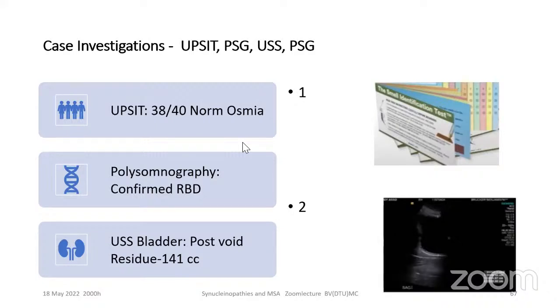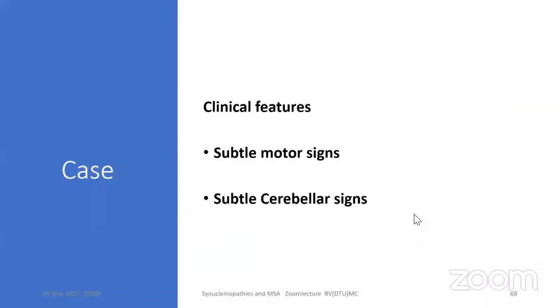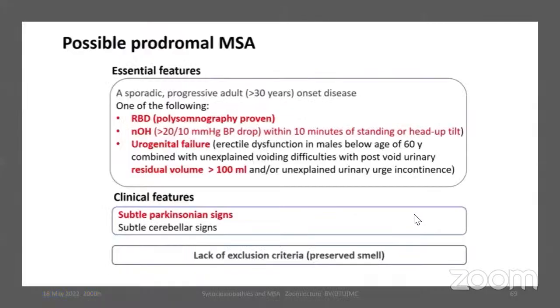Normosmia is again a feature of MSA, and if there is normosmia, there is no PD. Polysomnography can confirm RBD. Then you do an ultrasound of the bladder, and the post-void residue should be at least 100. Here in this case it is 140. It should be more than 100, as we already studied. So the clinical features, subtle motor signs, and subtle cerebellar signs will help us in coming to a conclusion.